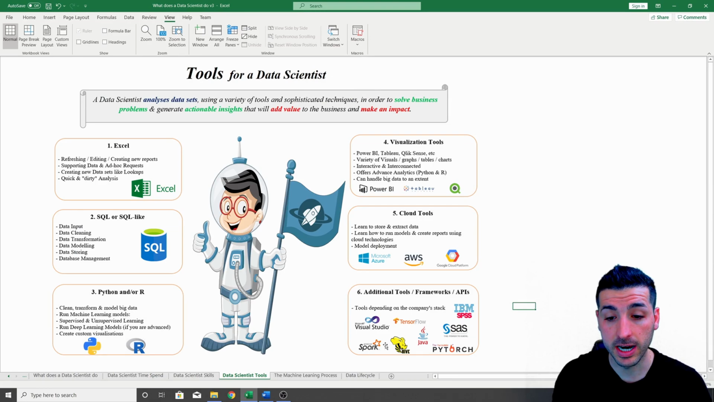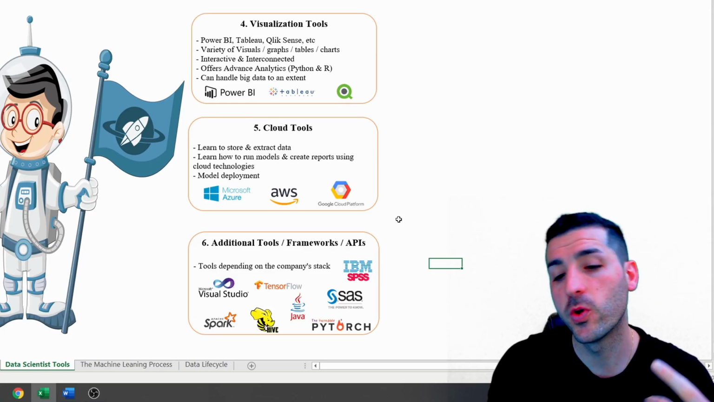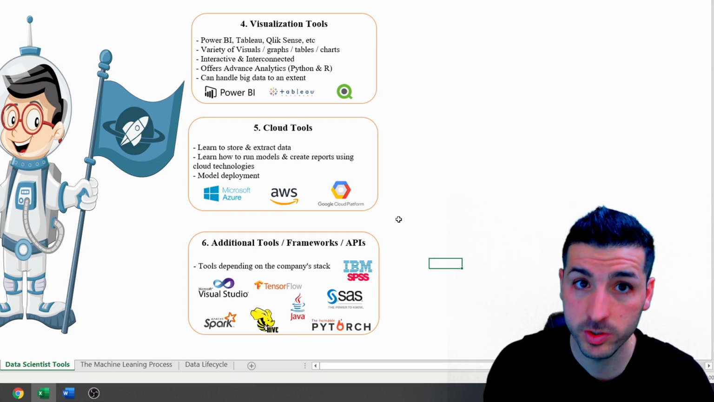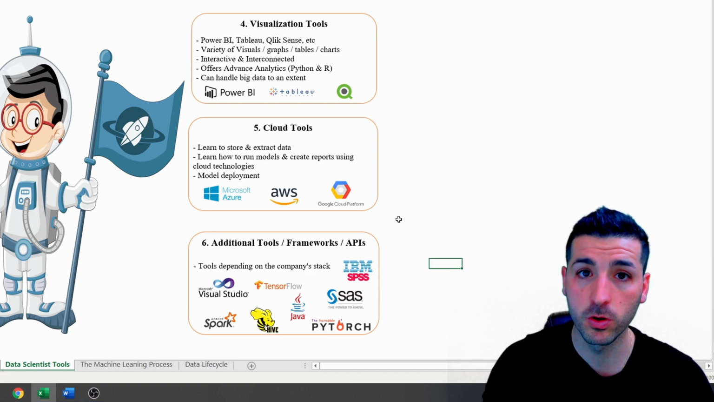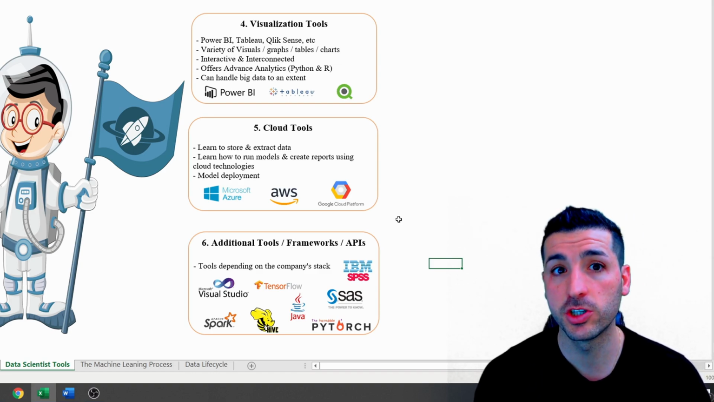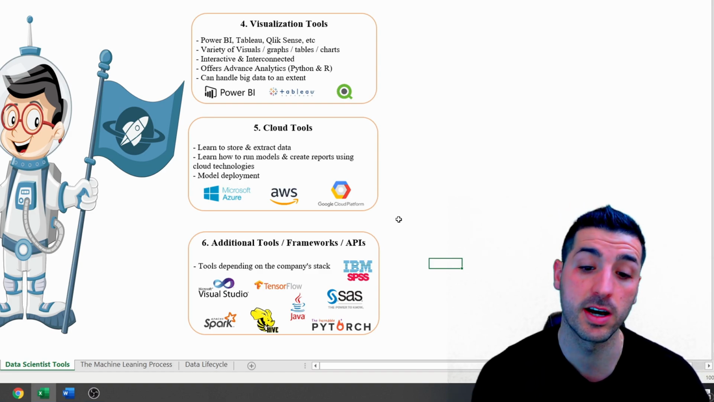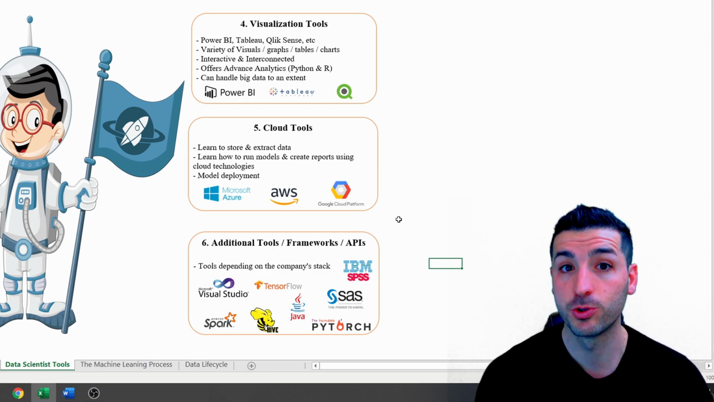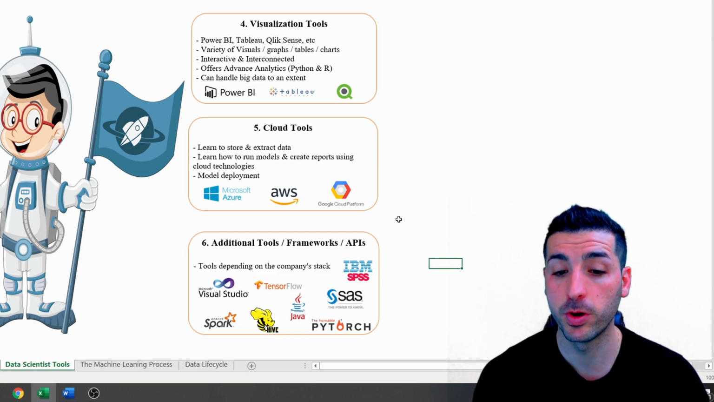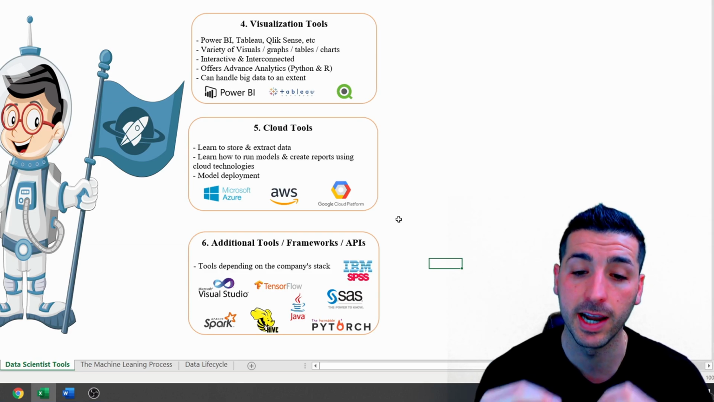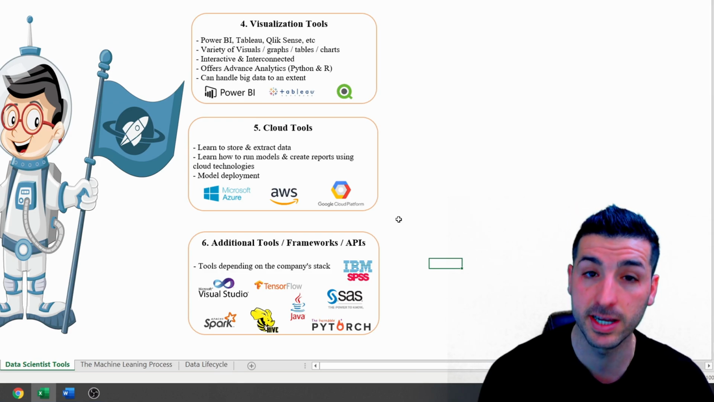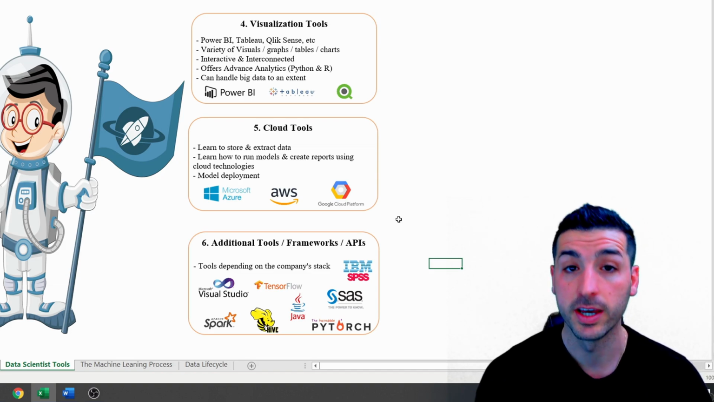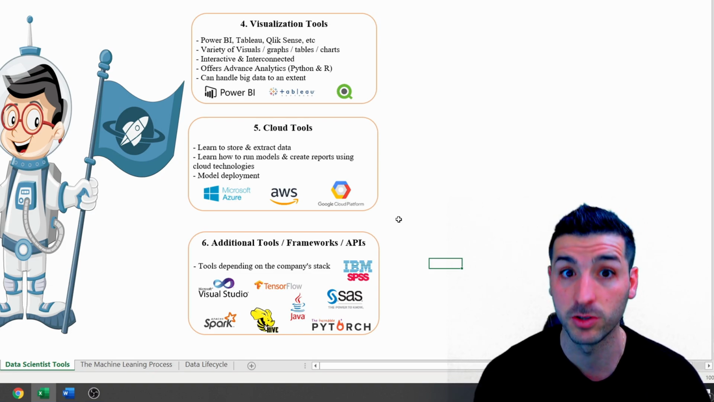And the last point I have is more of a general one, which basically means you're going to have to learn the tools that the organization you're joining is using. And just because different organizations are using different tools, I can't say for sure which tools you should learn. So the last point, number 6, is to basically learn any additional tools or frameworks or APIs that the organization you're joining is actually using on their day-to-day work.